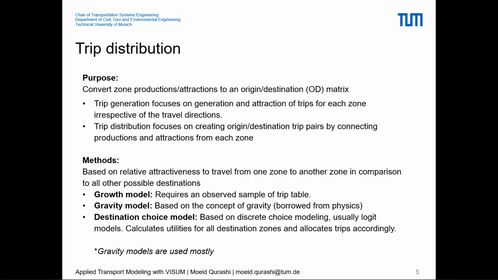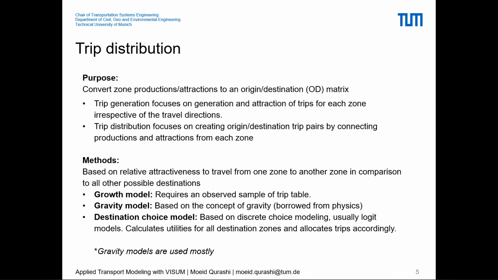So this also gives you information to distribute the productions from all the zones to different zones. If you have one zone which can produce 1000 trips, where are they being attracted? That is an important question, right? So this attraction will be based on a utility function of how all the zones can actually attract trips from another zone.